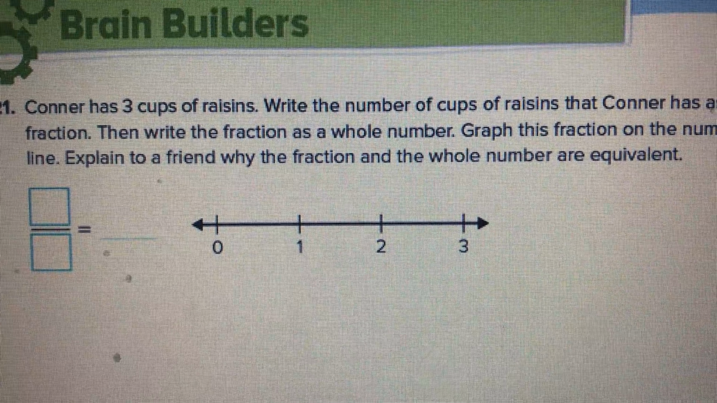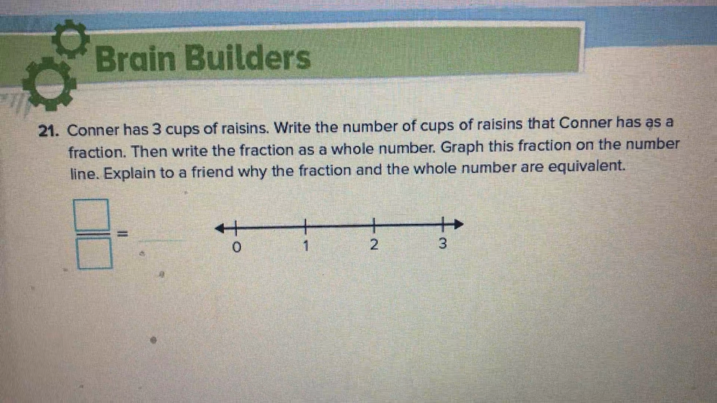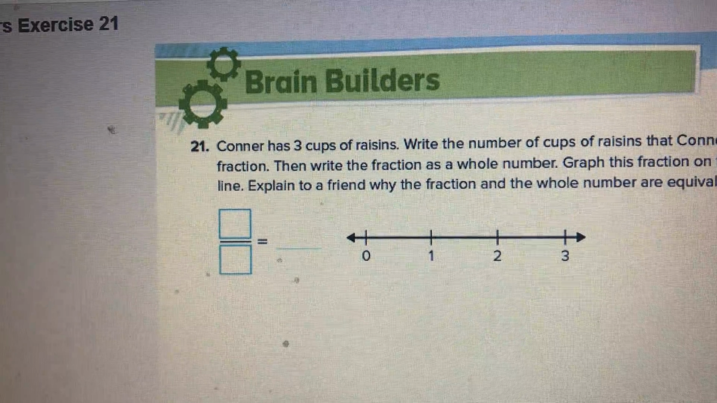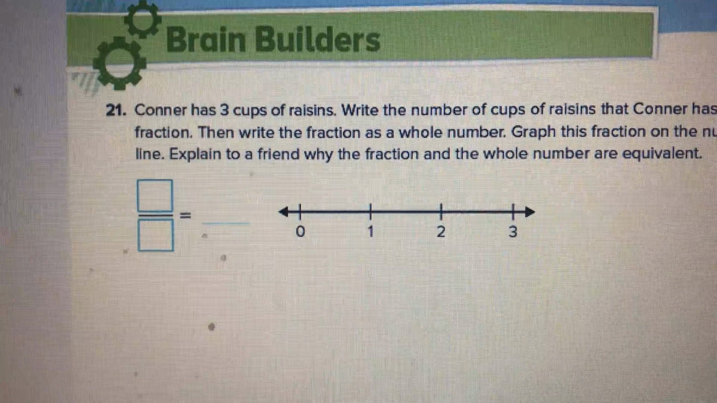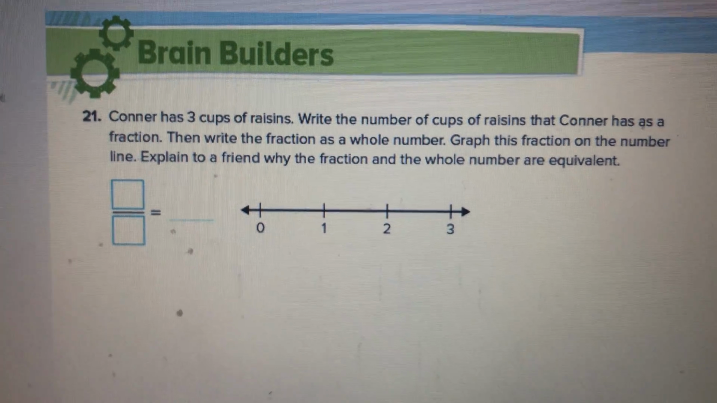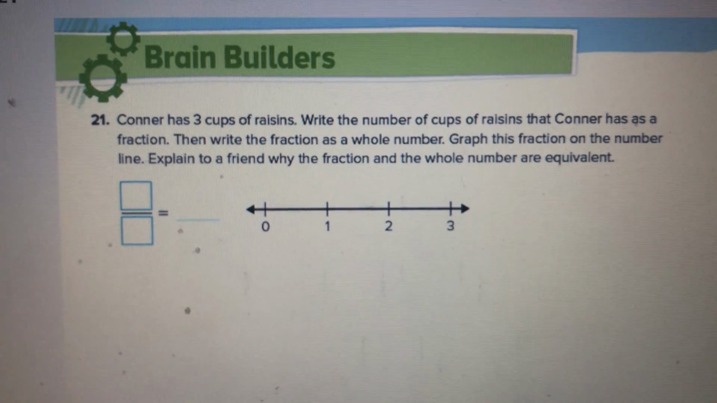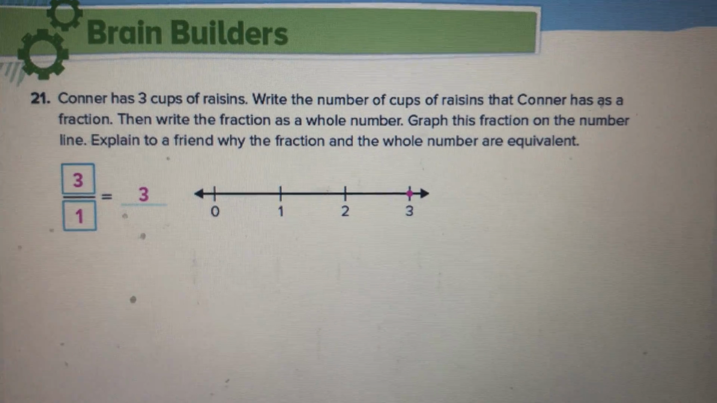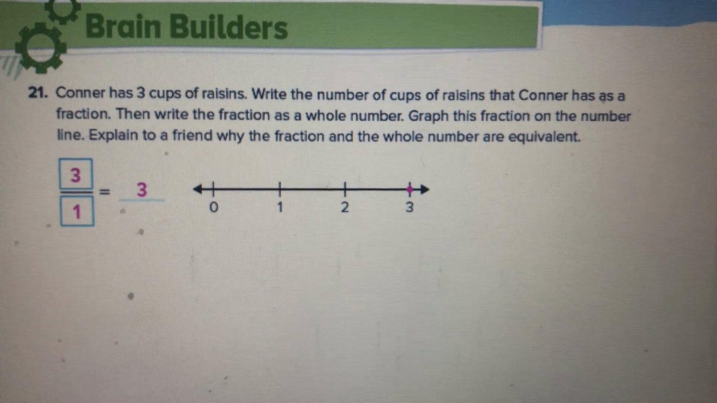Okay, Connor has 3 cups of raisins. Write the number of cups of raisins that Connor has as a fraction. Then write the fraction as a whole number. Graph this fraction on the number line. Explain to a friend why the fraction and the whole number are equivalent. Okay, so 3 cups of raisins. See if you can do that. Okay, 3 over 1. He has 3 cups. You can't write it as 3 over 3 because that would be 1. So you have to write it like this.